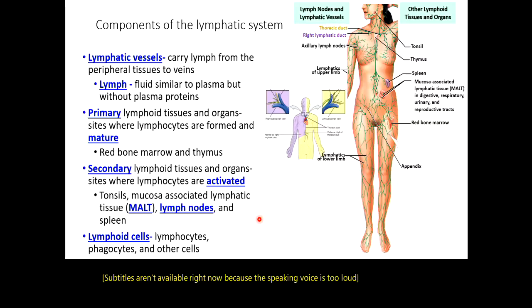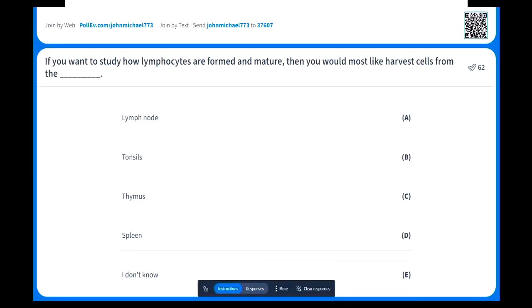To make sure you understand the slide well, here is a poll everywhere question. If you want to study how lymphocytes are formed and how they mature, then you would most likely harvest cells from blank. Would you harvest it from the lymph node, the tonsils, the thymus, or the spleen? You can turn to your neighbors or your TAs and they can help you answer this.